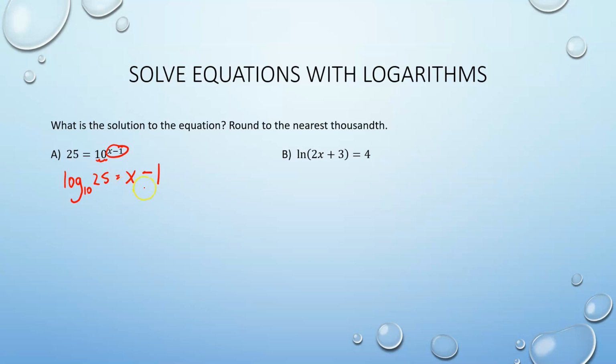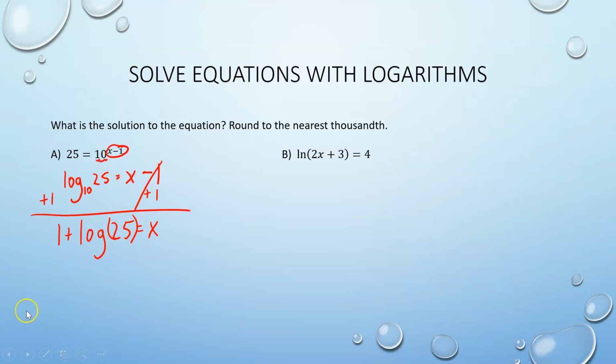Well, if I want to get x by itself, I would just add 1 to both sides. Now, I could put plus 1 on the end. Usually, I would do it as 1 plus log of 25, only because when I type it into my calculator, I need to be careful. If you want to, you could put the plus 1 on the end, but then you would have to make sure you keep your 25 by itself in parentheses.